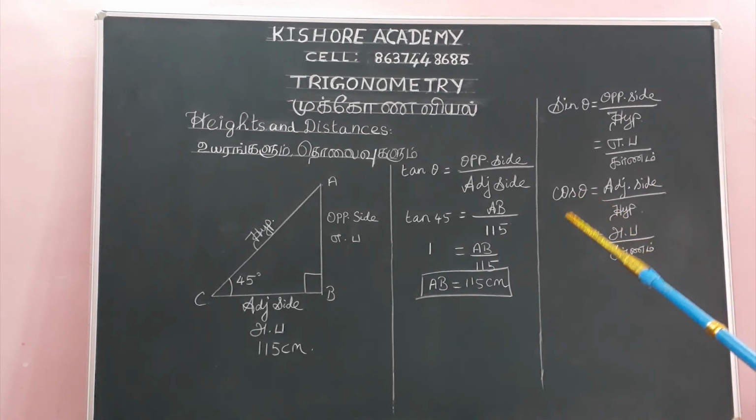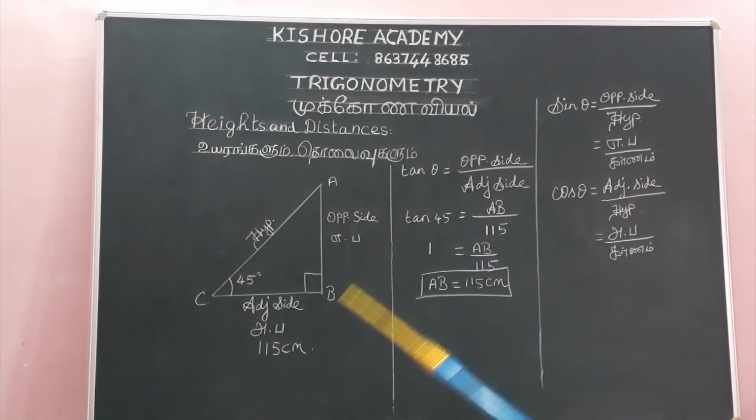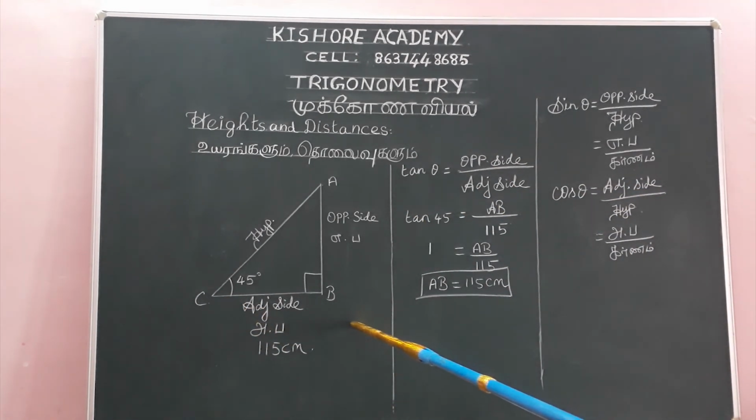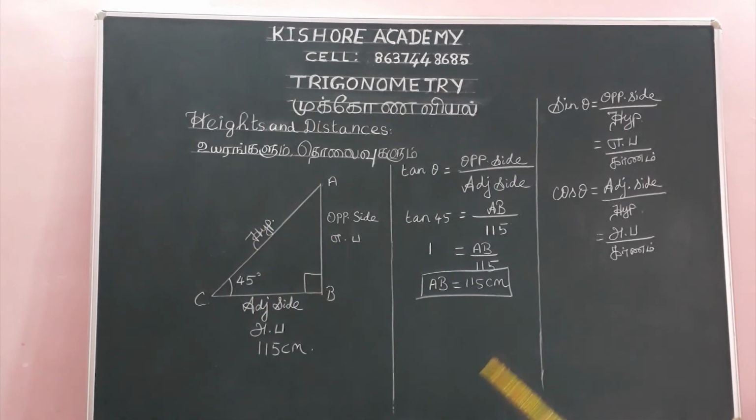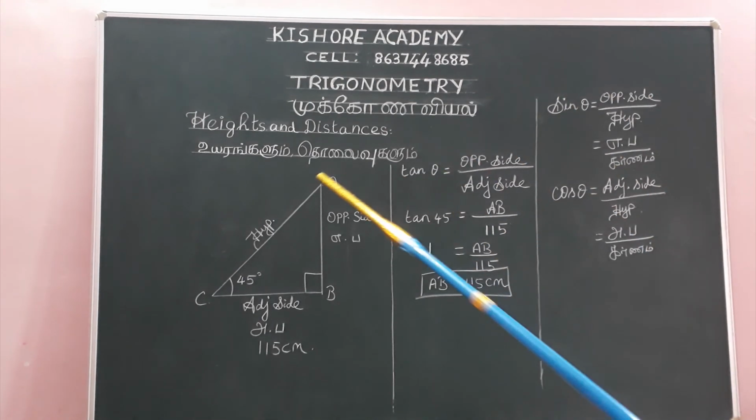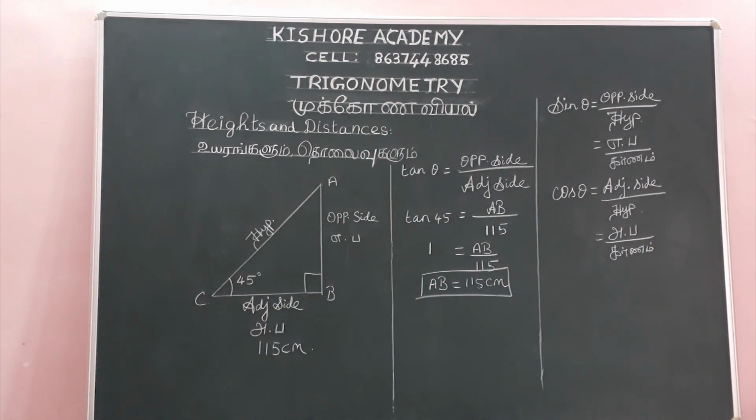Next, cos theta. The cos theta formula is adjacent side by hypotenuse. We know the value of the adjacent side and we know the angle of elevation also. If you substitute these two values in cos theta, we can get the value of the hypotenuse. But in this sum, our objective is to find the value of the opposite side. So we can't use cos theta in this sum. So now we have found the height of the dressing table, which is equal to 115 centimeter. Now we will measure it with a measuring tape to check whether it is right or wrong.